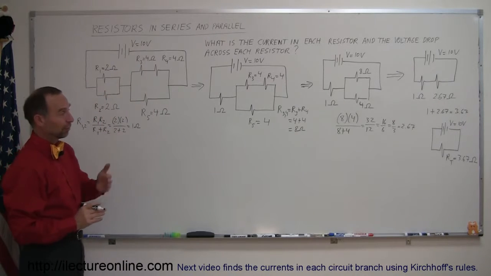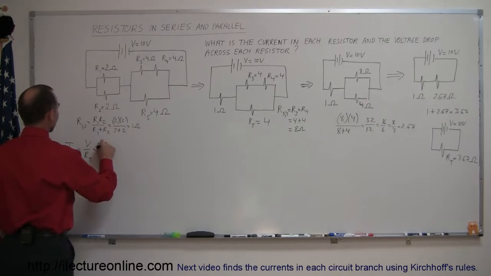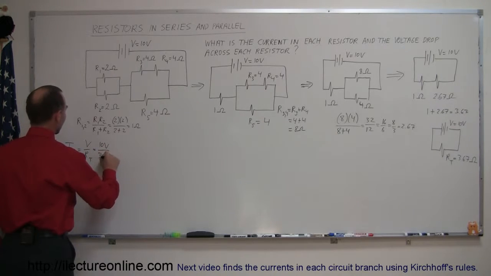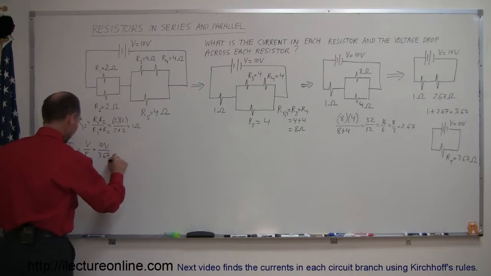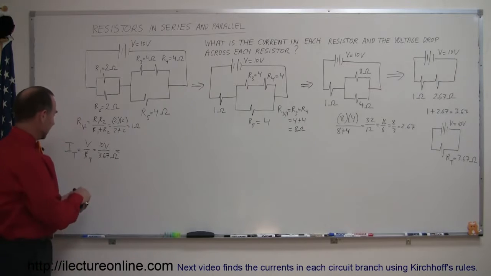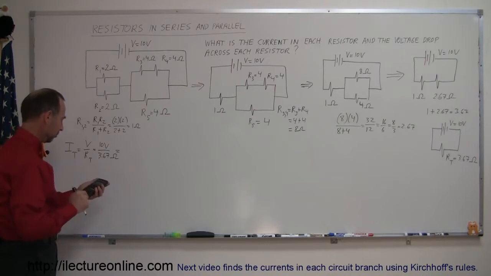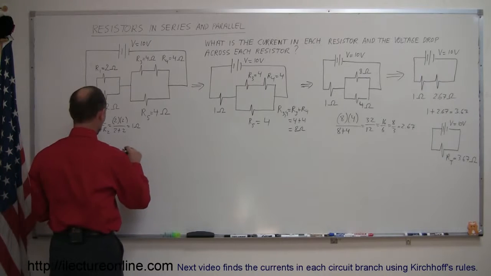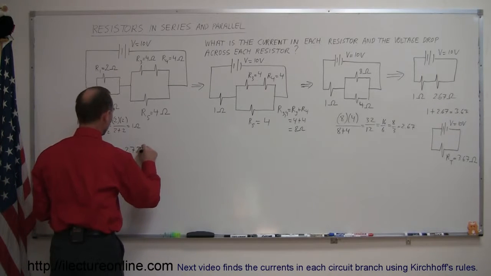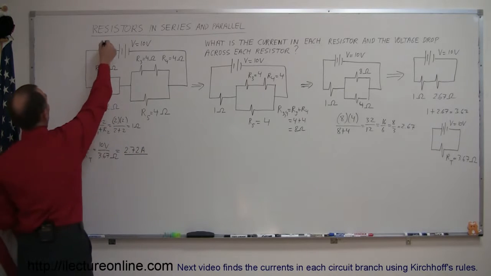So now that I have the equivalent or total resistance, I can say that I total is equal to V divided by R total, which is equal to 10 volts divided by 3.67 ohms. Not amps, ohms. I'm not at the amps yet, because that's the final solution. And what's 10 divided by 3.67? It's 2.72. So 2.72 amps is the total or equivalent current running through the circuit.